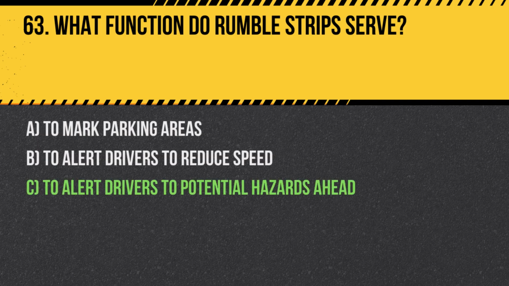Answer. C. To alert drivers to potential hazards ahead. Rumble strips are used primarily to alert drivers through audible vibration that they are approaching a critical area like stop signs or that they are drifting out of their lane.